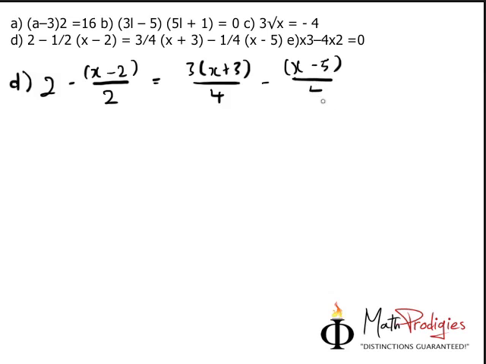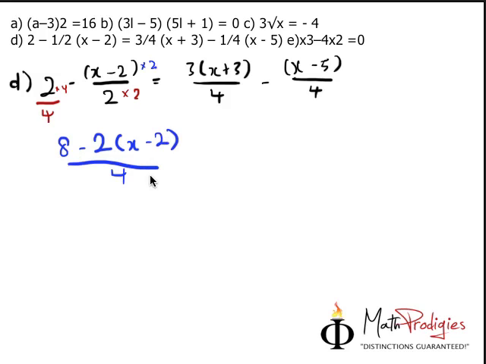Now, when I put it this way, I think it becomes very obvious to you that all we have to do is just make the common denominators the same, and we can just simply erase everything else. So we times 2 over here, and we times 4 on top here. So we get what? 8 minus, don't forget to times 2 here as well. So you get 8 minus 2 times (x minus 2) over 4 equals to 3(x plus 3) minus (x minus 5) over 4.